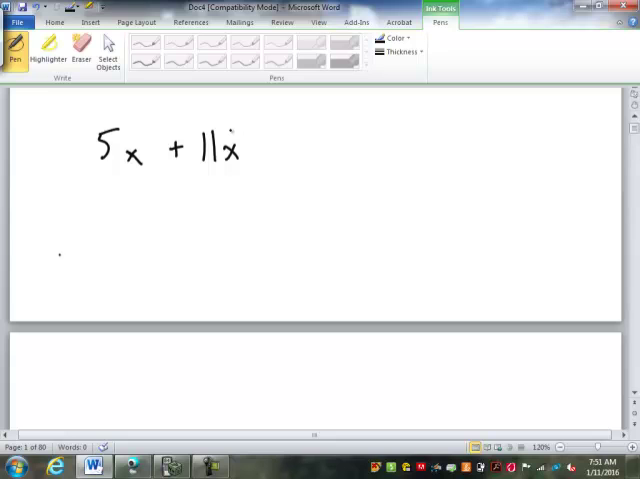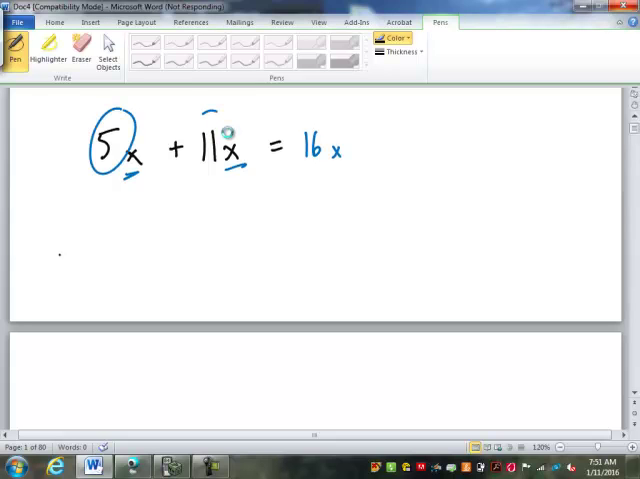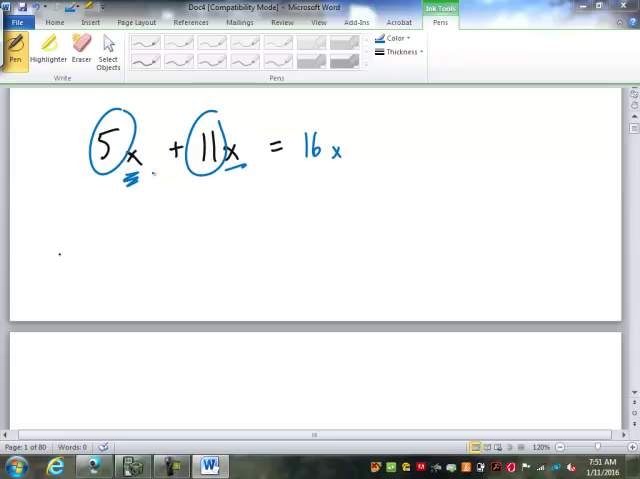So how does that apply when we come to our algebraic numbers, the variables? The variable is the name. This is just like having 5 inches and 11 inches. Well, it's 5 x's and 11 x's. What do we get? 16x. We have the same name, so we combine the counts. 5 plus 11 makes 16, and we keep the same name. x and x stays x.